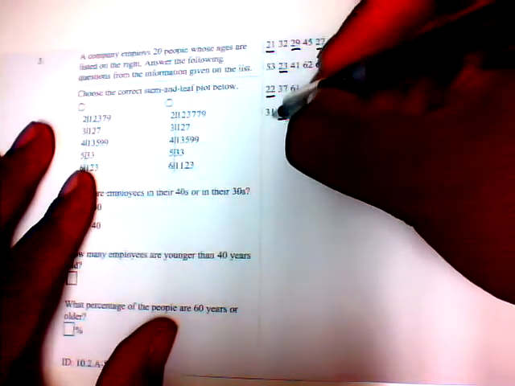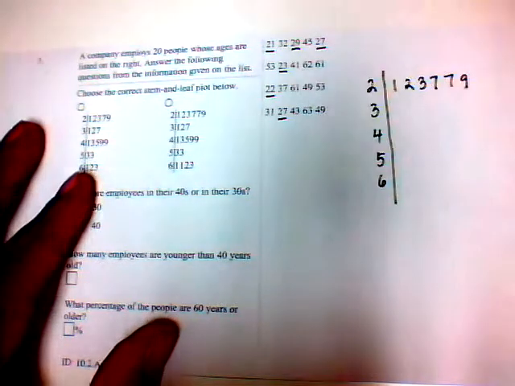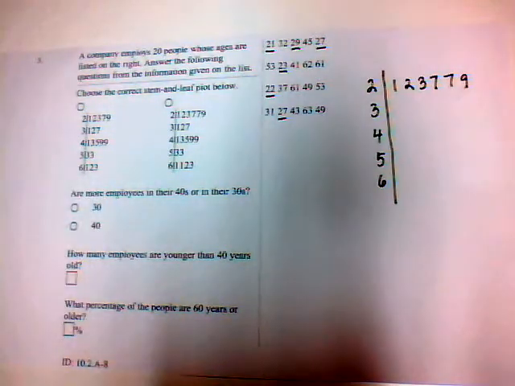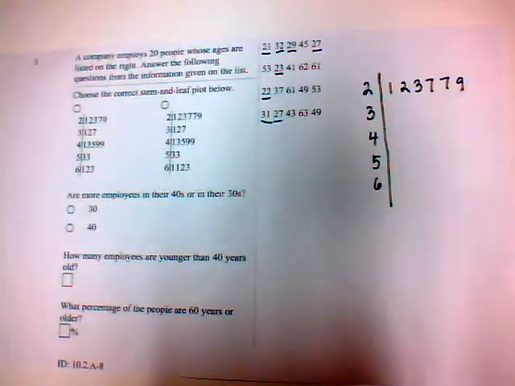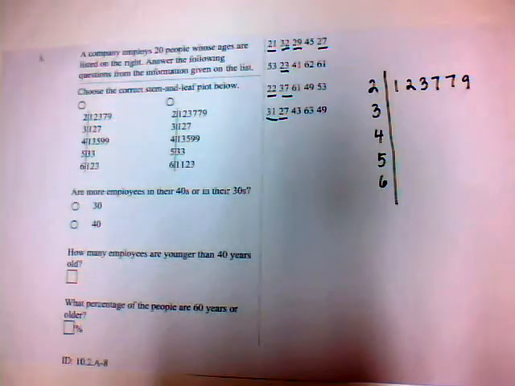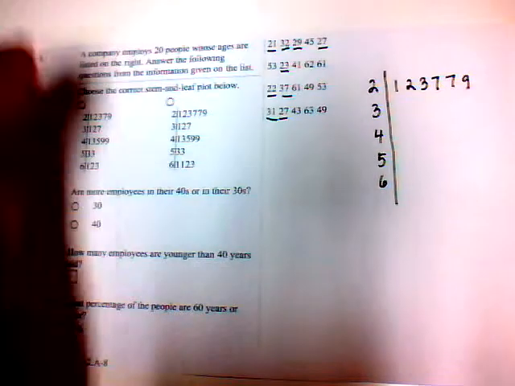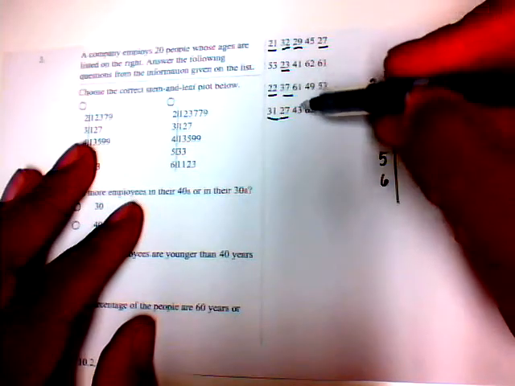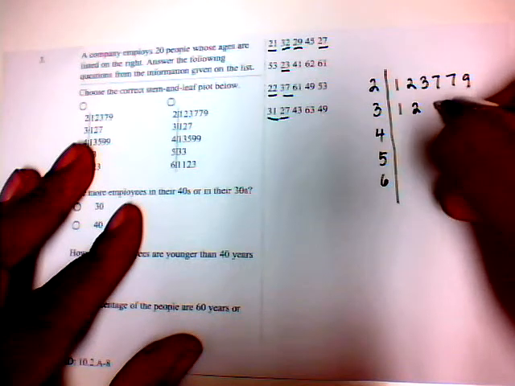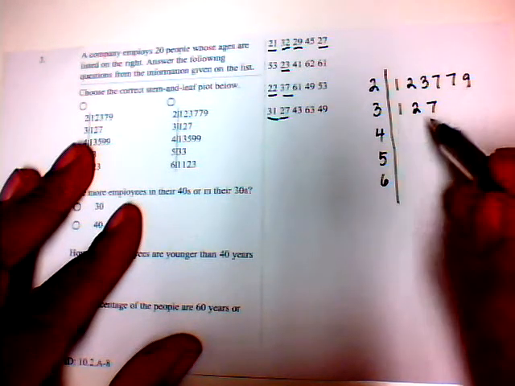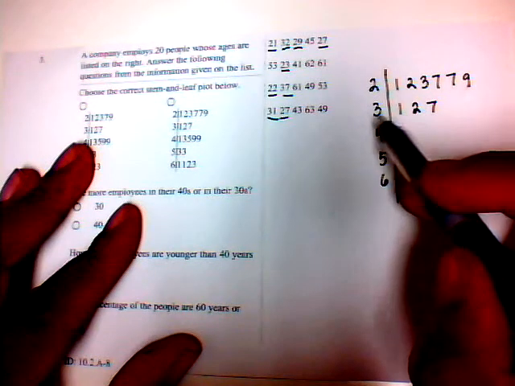Now for 30, in this case here, I do see a 31, a 32, and that's it. Oh, also a 37. So there are actually 3 numbers in the 30s. So 31 goes first, then 32 and 37. So we say 1, 2, and 7 are your leaves for the stem of 3.